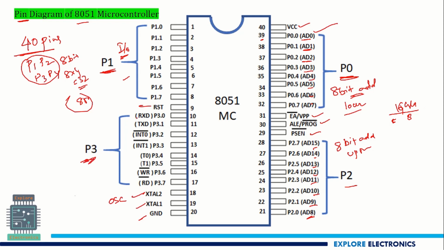Here in P3 you can see RXD, TXD, interrupt 0, interrupt 1, timer pins, and write and read pins also present. This is about the architecture and pin diagram of the 8051 microcontroller. Let us see more details on this in the next video.